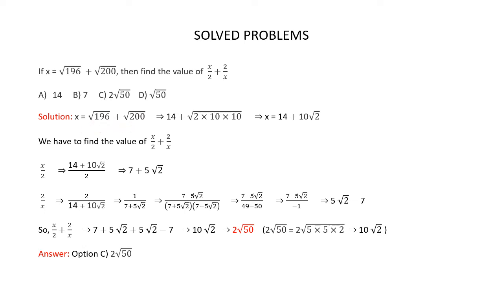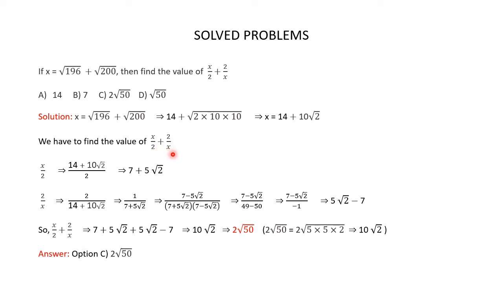Square root of 196 is nothing but 14. Now 200 can be written as 2 multiplied by 10 multiplied by 10, which is nothing but 10 root 2. So square root of 200 is 10 root 2. So finally you have x is equal to 14 plus 10 root 2. Now you are asked to find the value of x upon 2 plus 2 upon x.